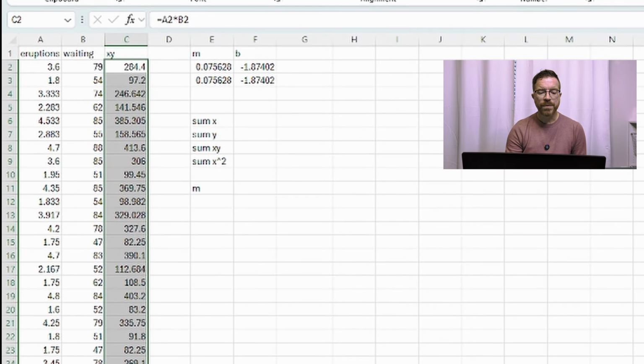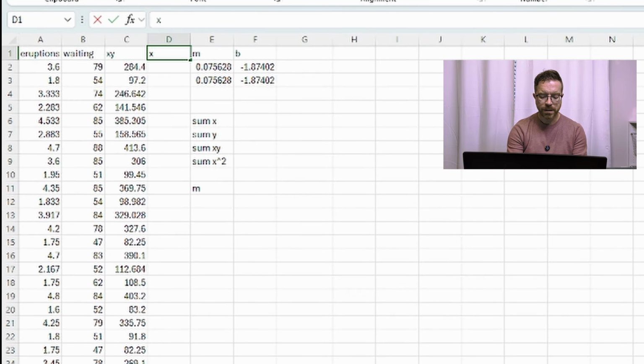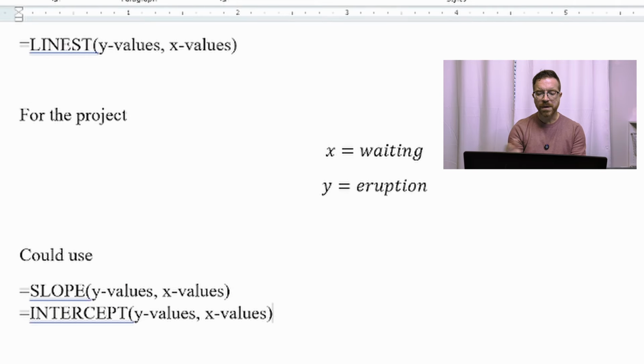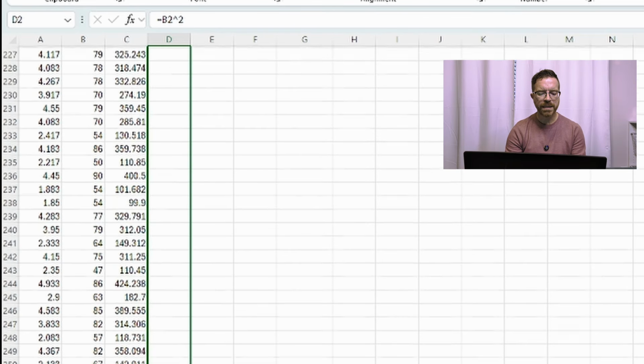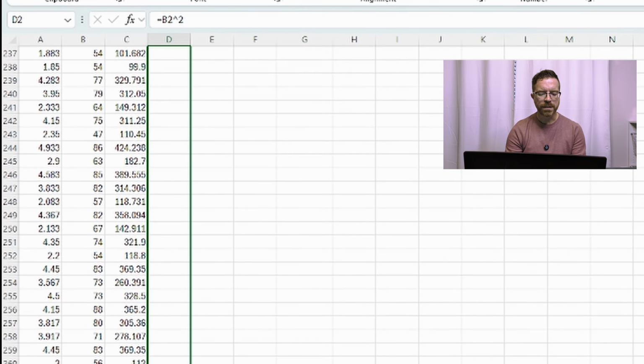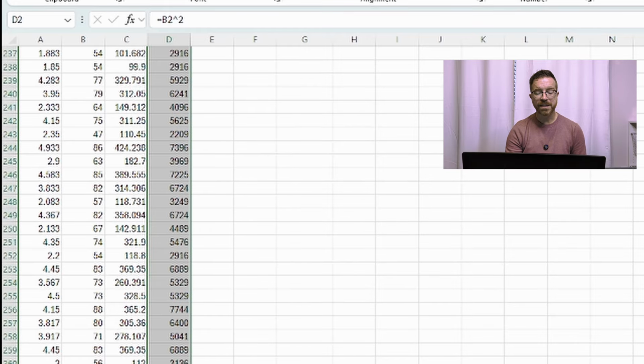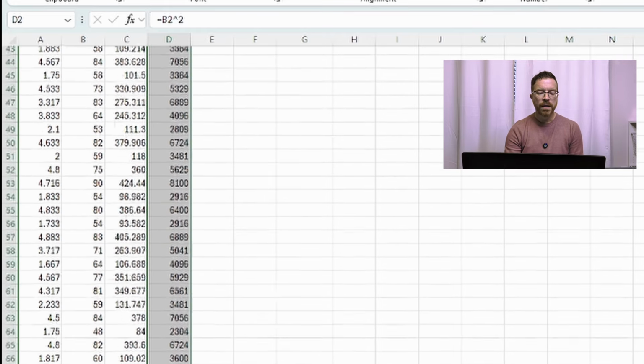Next, what I'm going to do is get my x values squared. Going back to our data, we have that x are the weighting values. So I'm going to select weighting. The first value is going to be 79, and then I'm going to square that. Again, I'm going to select that cell and drag it all the way down so that I do this for all of my x values. I will square all of them.